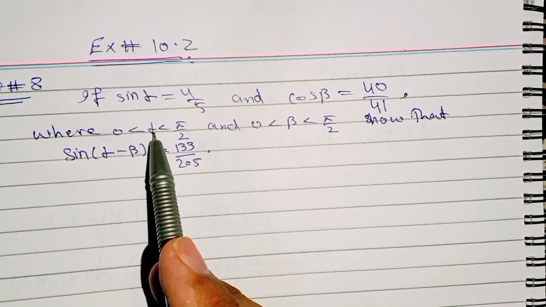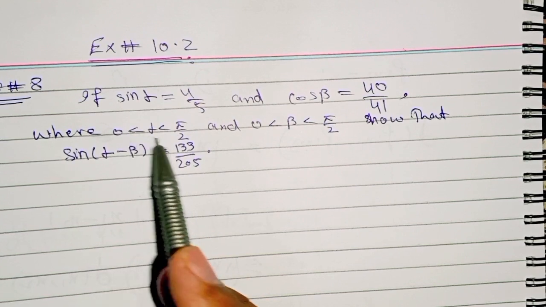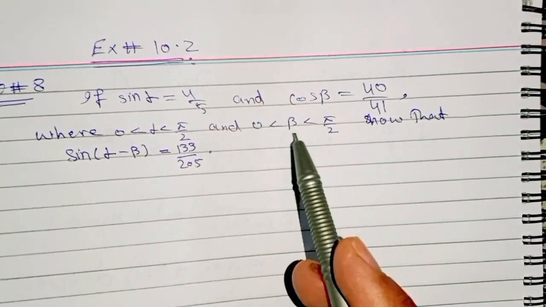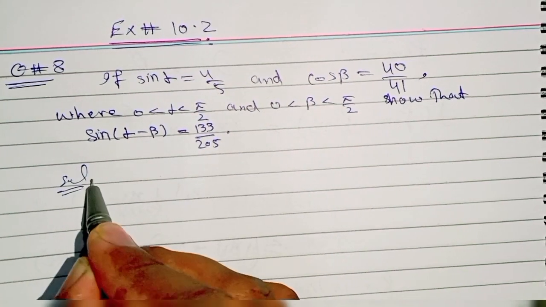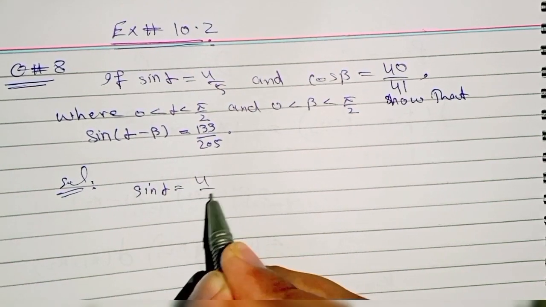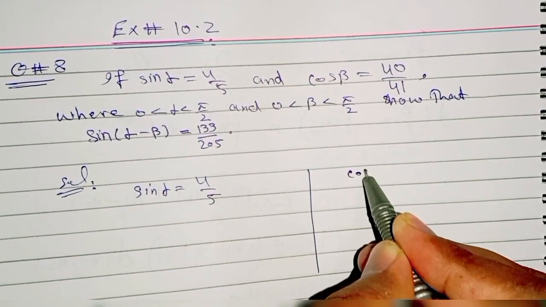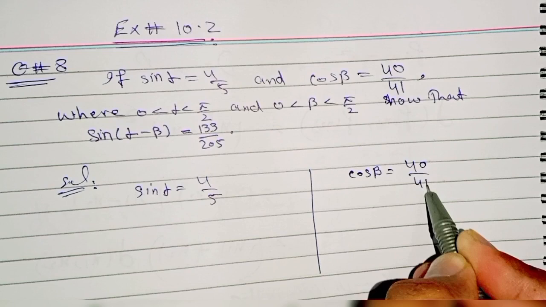0 less than alpha less than pi by 2 means alpha lies in the first quadrant, and similarly beta also lies in the first quadrant. Now start the solution. Sin alpha is equal to 4 over 5 and cos beta is equal to 40 over 41.